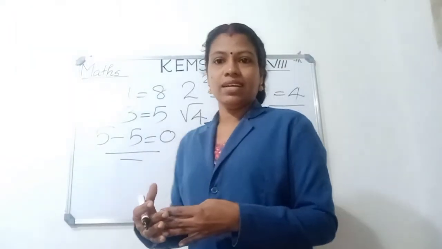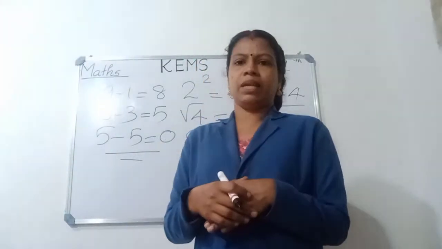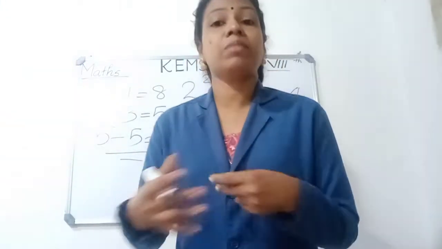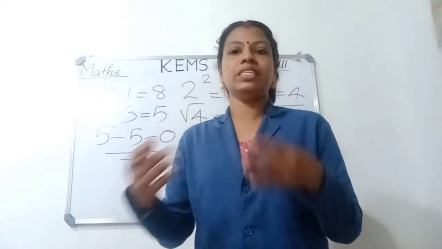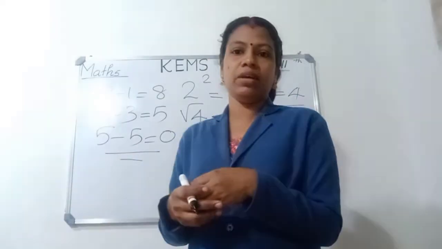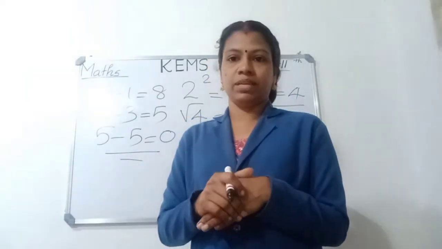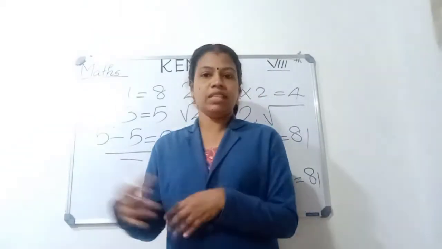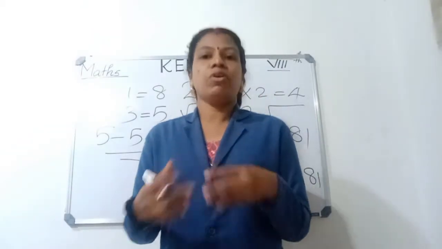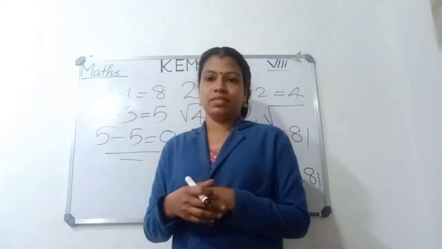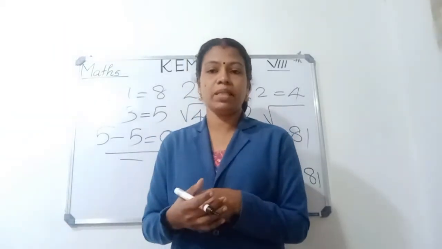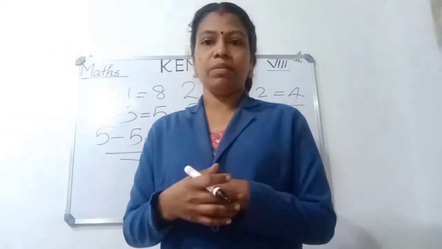Okay, clear? That is repeated subtraction. Anyway, it will be time consuming. If it is a 3-digit number or 4-digit number, it will be time consuming. That's why we leave that method. We follow the other two methods, that is prime factorization method and long division method.